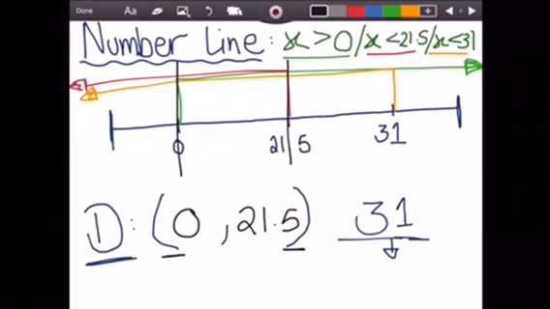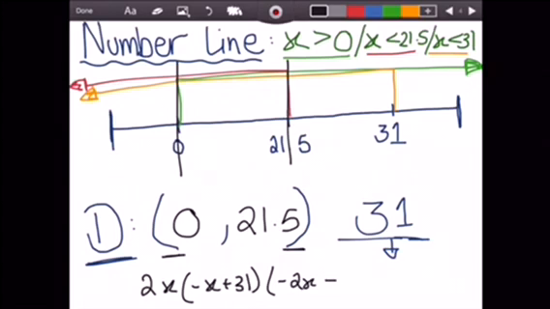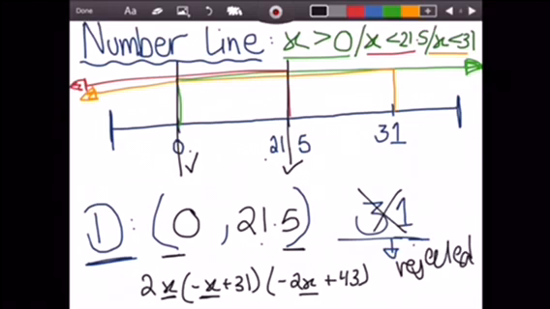And why do we have the parentheses? We have these parentheses because if you plug into the formula 2x, negative x plus 31, negative 2x plus 43, any value for x between 0 and 21.5, you're going to have the correct value, while 31 is rejected because it's not between 0 and 21.5.